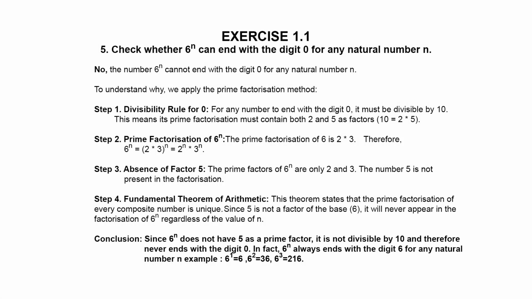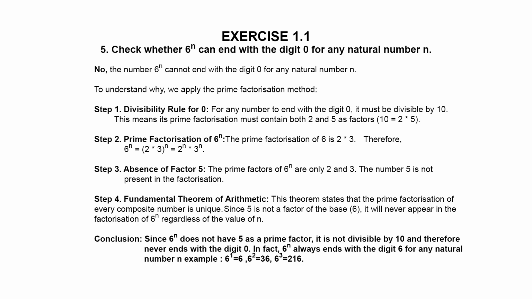Problem 5. Check whether 6 power of n can end with the digit 0 for any natural number n. No, the number 6 power of n cannot end with the digit 0 for any natural number n. To understand why, we apply the prime factorization method.